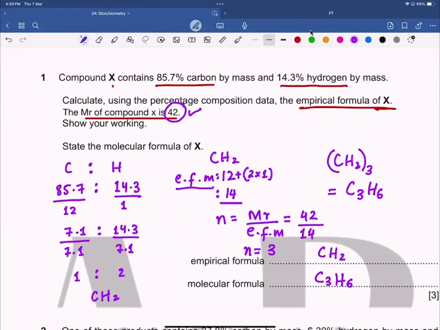Is this clear? Yes. So then we find the value of N, which is MR divided by empirical formula mass. So MR is 42. I have put it in the numerator, and 14 I put it in the denominator. When I divide it, I will get the value of N, which is 3.